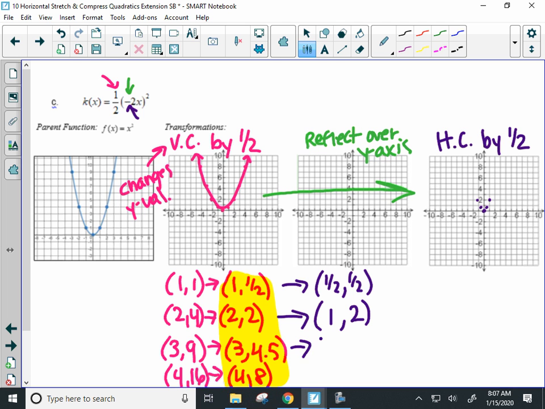All right, (3, 9) is going to change. The y stays the same. The x gets multiplied by a half. So 1.5. Oh, I'm sorry. I read it wrong. (1.5, 4.5). Uh-oh. I'm making a mess. Here we go. Okay, so 4.5 stays the same. The 3 gets multiplied by half. So I have (1.5, 4.5) there. And lastly, (4, 8). The 8 stays the same. The 4 gets multiplied by a half, which is 2. So (2, 8), right there. And that is your final graph. It's been horizontally and vertically compressed by half.